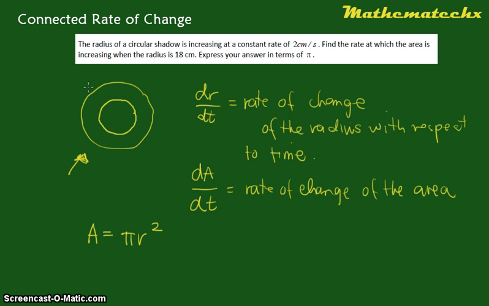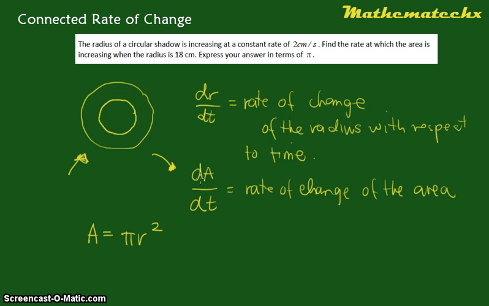If that's a rectangle, then you have to use length times width. If that's a square, then you have to use the side squared. But since the shadow is a circular shadow, the function should be the area of the circle, which is pi r squared. So how do we connect this dr over dt and dA over dt? As you can see, we need to differentiate the area, but you have to differentiate the area with respect to time.